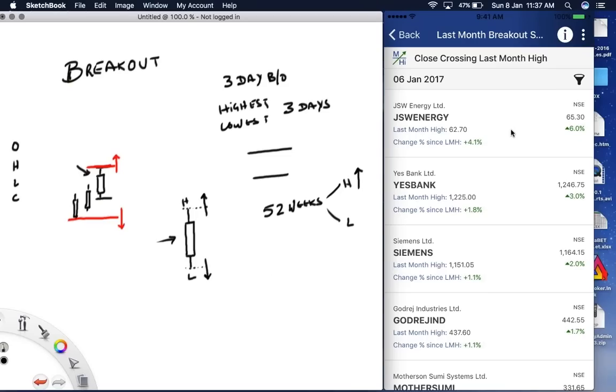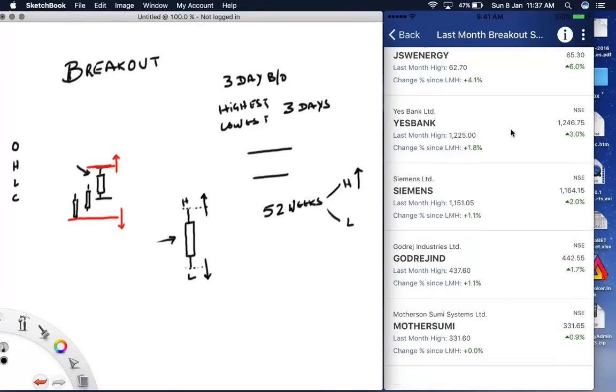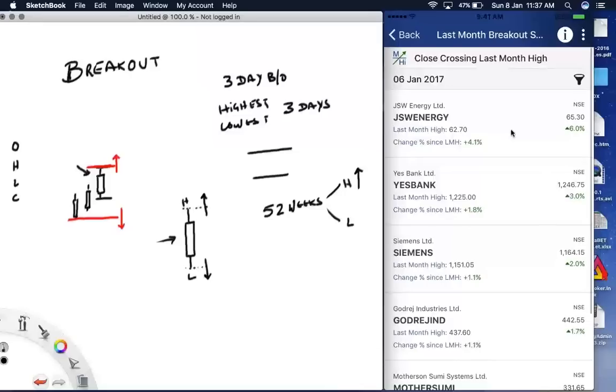If you tap on any one of them, Yes Bank, it will take you to the main page of Yes Bank where you have the prices, the deliveries, the fundamentals, and the same page that I had shown you some time back.